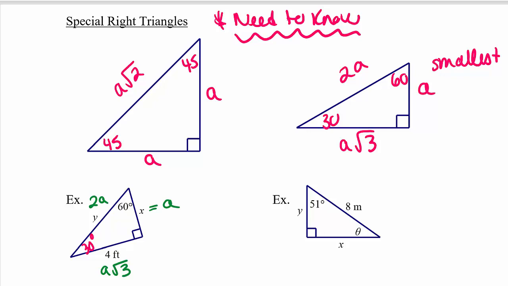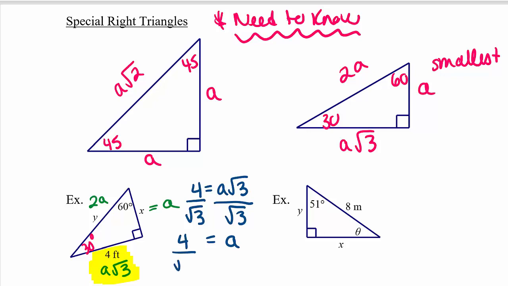We're going to start by equating the length to the expression to solve. So 4 is equal to a square root of 3, and then I'll solve for a. The reason I want to solve for a is because a is used in the expression of both other sides of this triangle. So therefore I can find the lengths of those sides. I will divide by root 3. So I get a is equal to 4 over root 3.